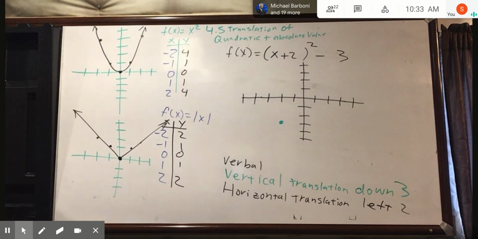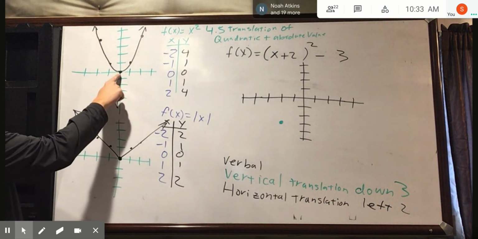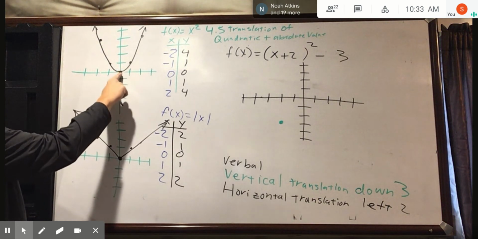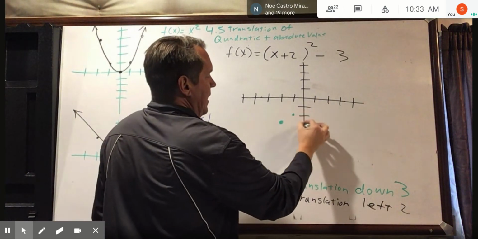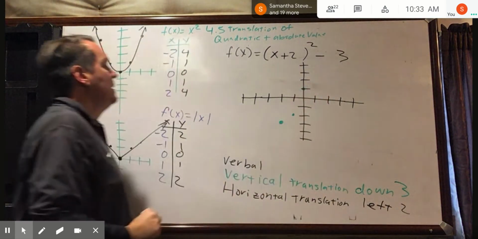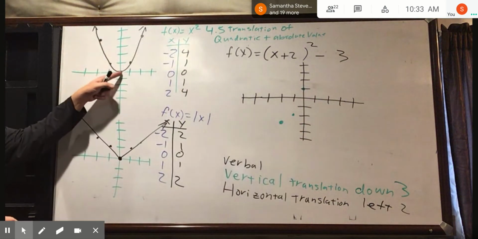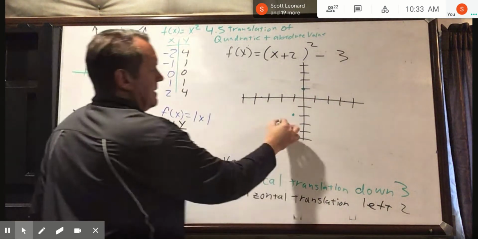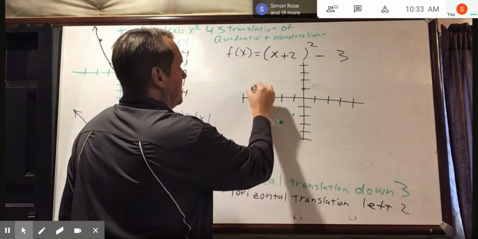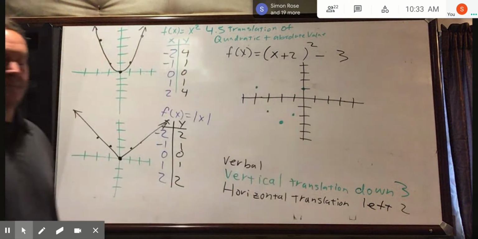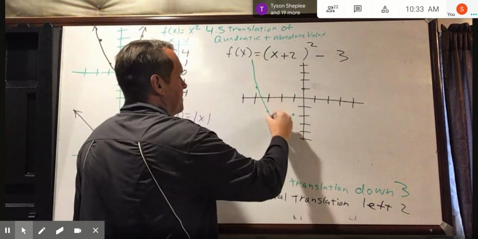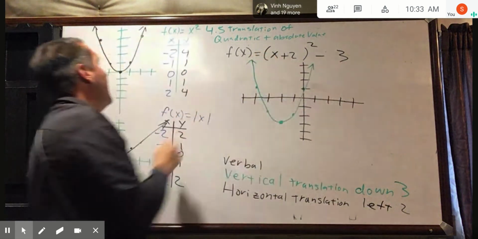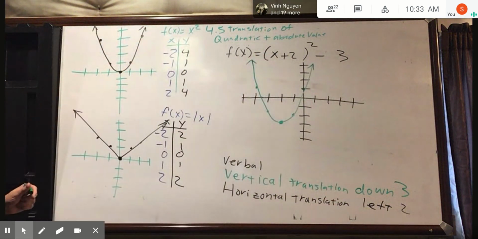Now, as I said before, the shape is going to stay the same. So from this point, on the original, I go right 1 and up 1, right 2 and up 4. I'm going to do the same thing. Right 1, up 1, right 2, up 4. As I go to the left, 1 up 1, left 2 up 4. Now I'll connect my dots. And I have the exact same shape, just shifted, slid, left 2 and down 3.